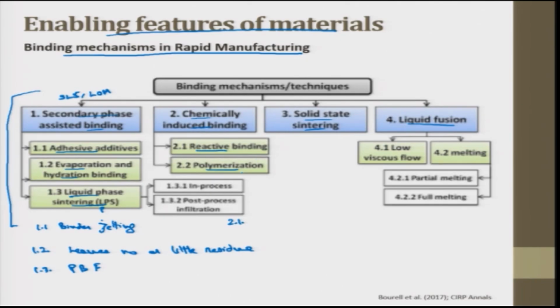Polymerization is discussed already. It is cross-linking of the photocurable resin, which hardens and then sets the material. So next is solid state sintering. Solid state sintering is a solid diffusion binding mechanism. It is mostly applied as a post-processing technique. This is post-processing generally.